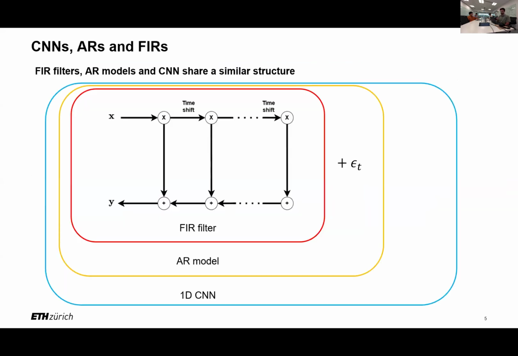For our work, we start from the observation that FIR filters, AR models, and CNNs all share the same structure. Namely, they all perform a convolution operation. In the case of finite impulse response filters, we just want a causal filter to target a specific bandwidth. Whereas with an autoregressive model, we're trying to make future predictions based on past time steps, taking into account noise. And if we have a cascade of such models, then we obtain essentially a linear convolutional neural network, so a convolution that's done multiple times across multiple layers.